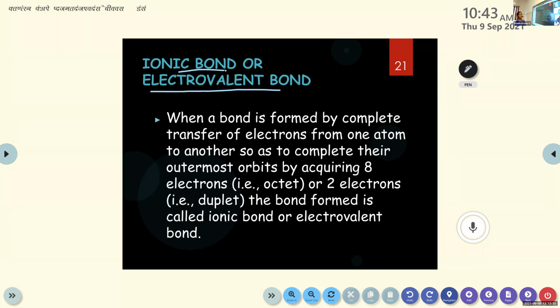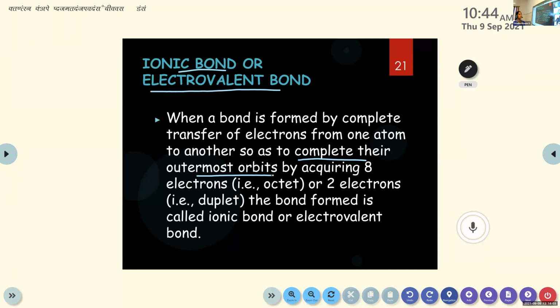In the case of covalent bonding, you know that sharing of electrons takes place. Here, transfer of electrons takes place. One atom donates electrons and the other accepts electrons. So, when a bond is formed by complete transfer of electrons from one atom to another, so as to complete their outermost orbits by acquiring 8 electrons, that is octet, or 2 electrons, that is doublet, the bond formed is called ionic bond or electrovalent bond.